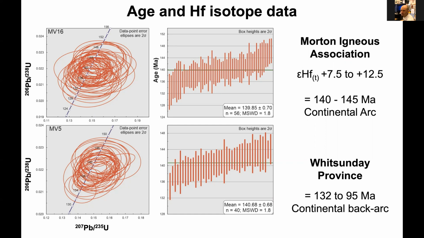So what we interpret here is that in Eastern Australia there was an earliest Cretaceous, around 140 million year, continental arc setting, with the Whitsundays being distinctively younger, 5 to 10 million years younger at least than the Morton rocks. We're interpreting that to be a continental back arc. So the margin evolved from a continental arc to a continental back arc in the early Cretaceous.